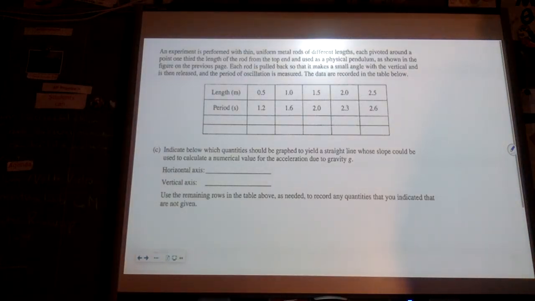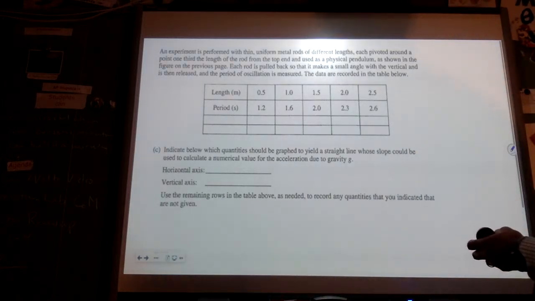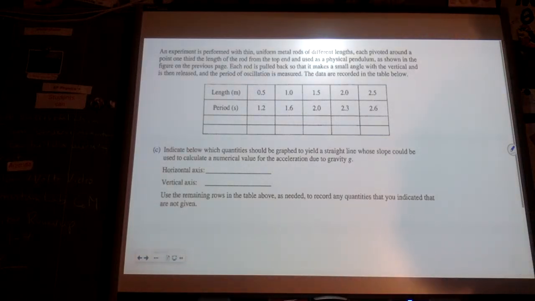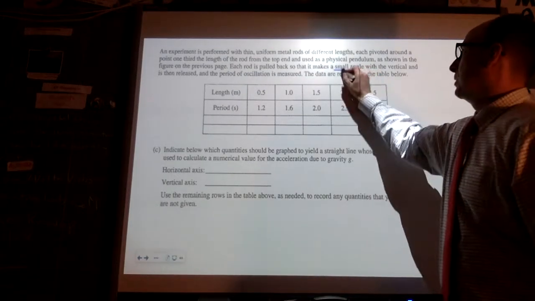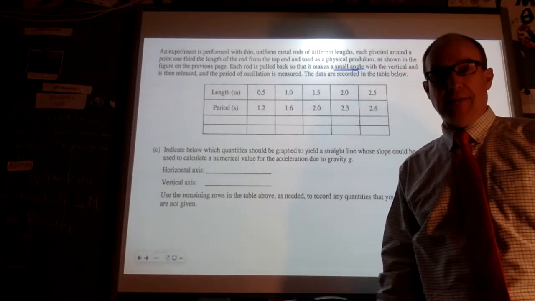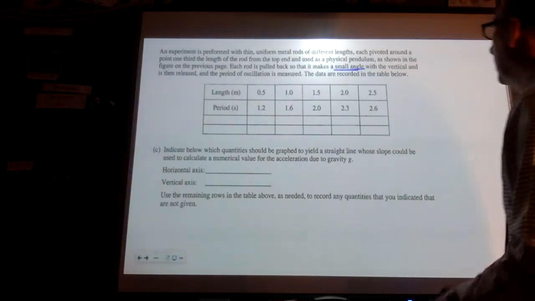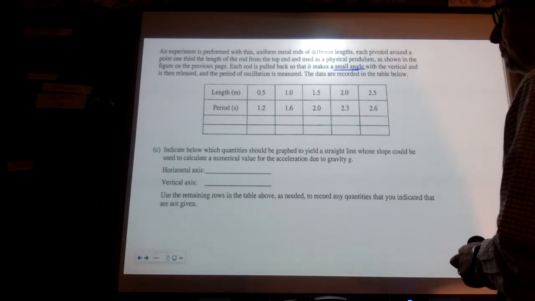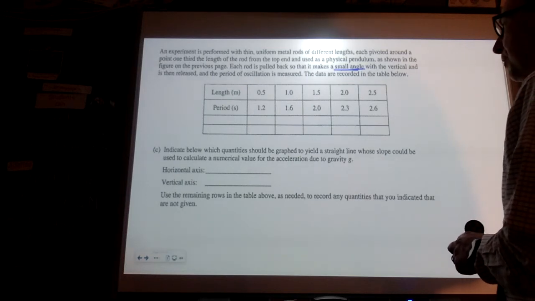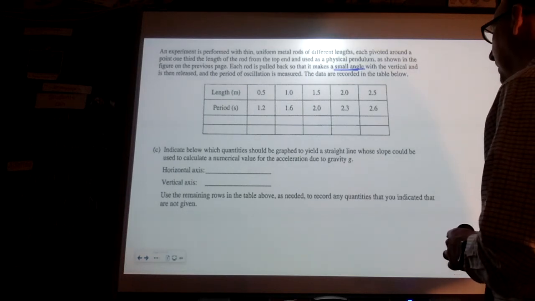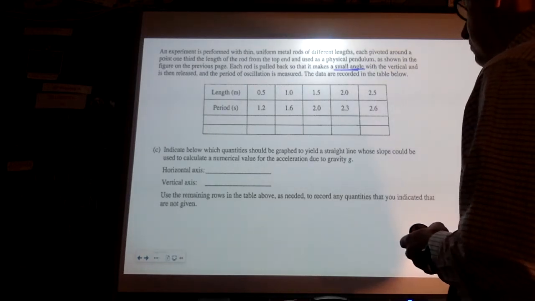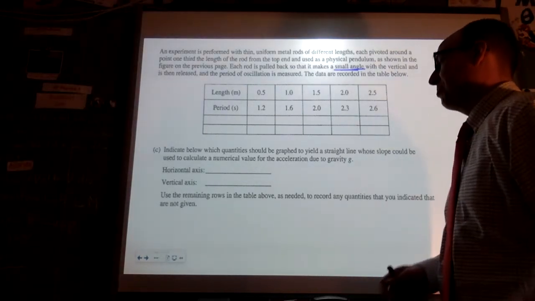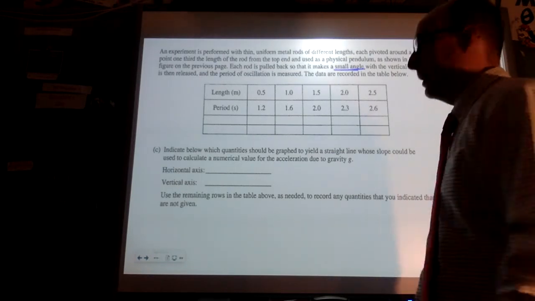An experiment is performed with thin uniform metal rods of different lengths, each pivoted around a point 1/3 the length of the rod from the top end and used as a physical pendulum, as shown in the figure on the previous page. Each rod is pulled back so that it makes a small angle with the vertical, which is our approximation where we could get rid of sine of theta and just put theta in. It is then released and the period of oscillation is measured. The data are recorded in the table below. Indicate how the quantities should be graphed to yield a straight line whose slope could be used to calculate a numerical value for the acceleration due to gravity. Use the remaining rows in the table above as needed to record any quantities.